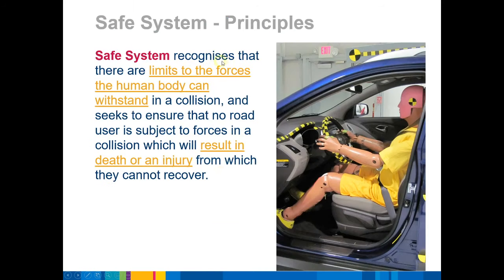So the safe system recognizes that there are limits to the forces that the human body can withstand. If we're in a crash, if the forces are too large, if we have too much acceleration, deceleration, whatever you want to call it, that can be fatal. If not fatal, it can be permanently disabling or permanently damaging. So in the safe system, we seek to ensure that no road user is subject to forces in a collision which will result in death or any injury from which they cannot recover. That's the main idea.